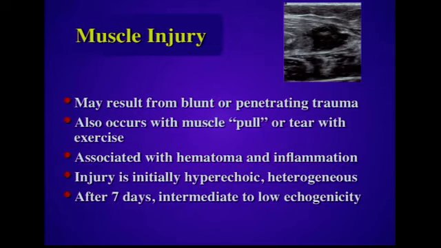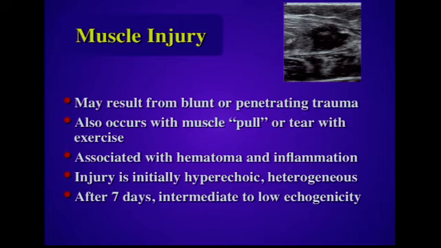Muscle injury is another abnormality that can be associated with lower extremity pain and swelling. This may result from blunt or penetrating trauma. It can also occur with a muscle pull or tear with exercise. It is associated with hematoma and inflammation.